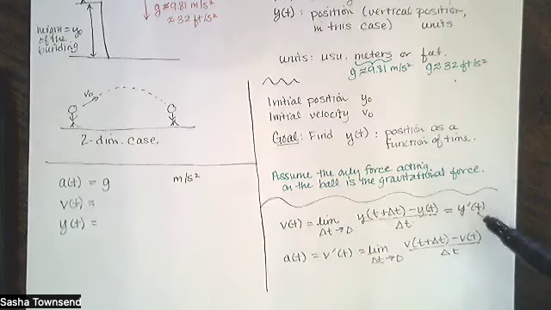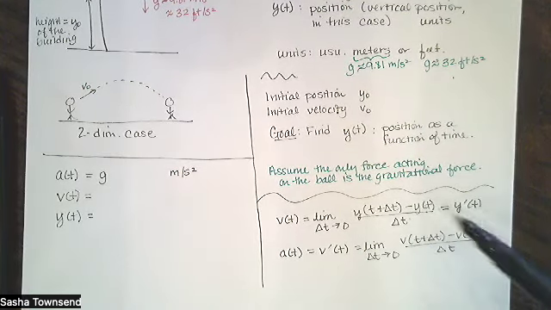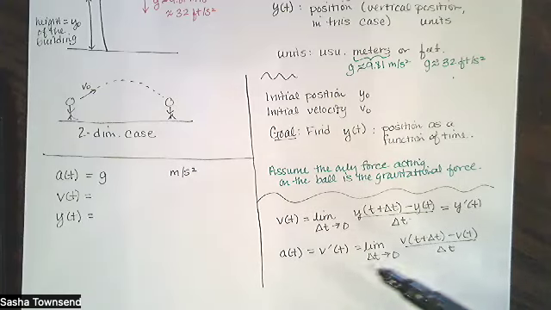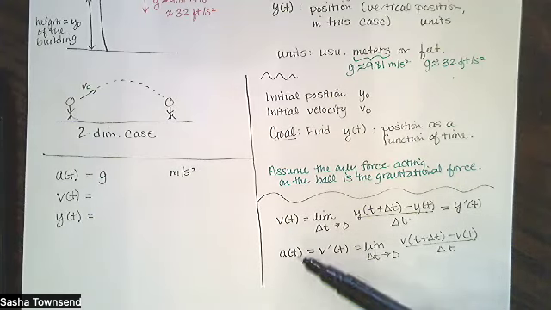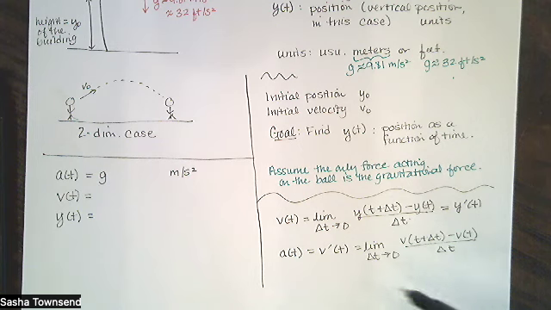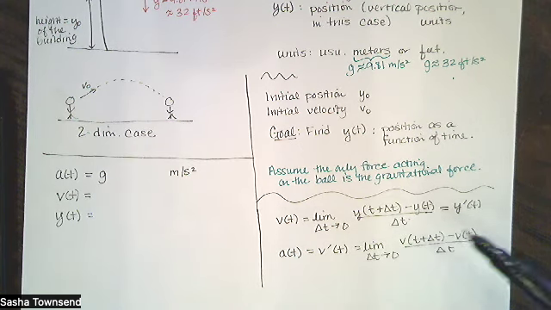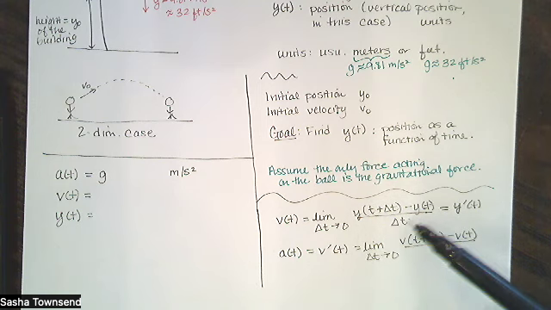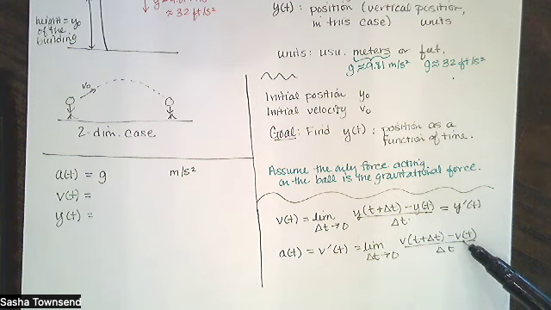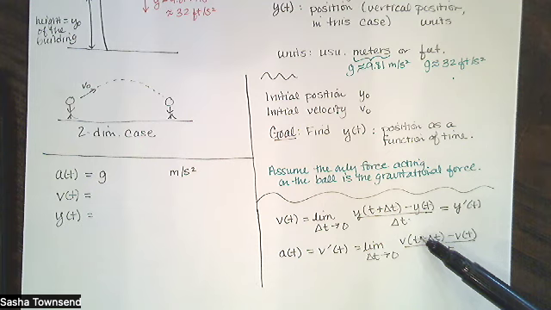But again, in practice, what we do is we take the derivative of position to get velocity, and we take the derivative of velocity to get acceleration. We don't use the limit definition, but we could. What's nice about the limit definition is that it implies our units, that these are units of position per unit time, and these are units of velocity per unit time.